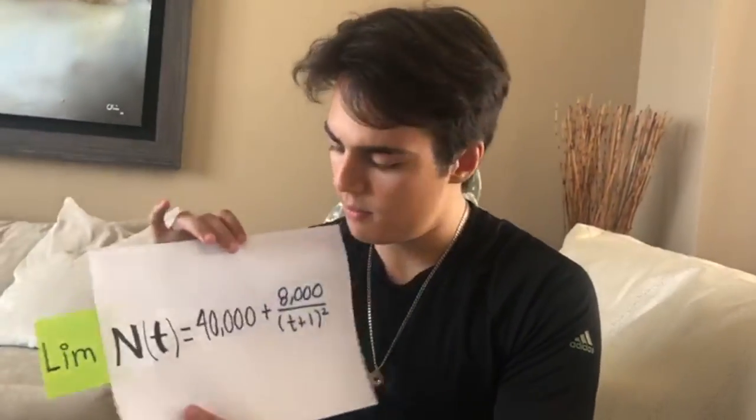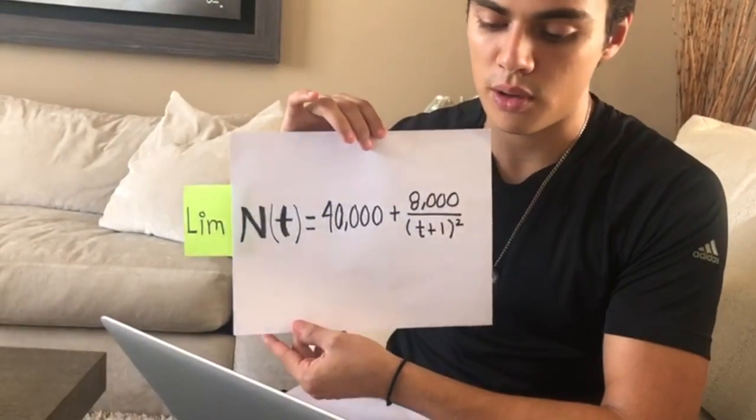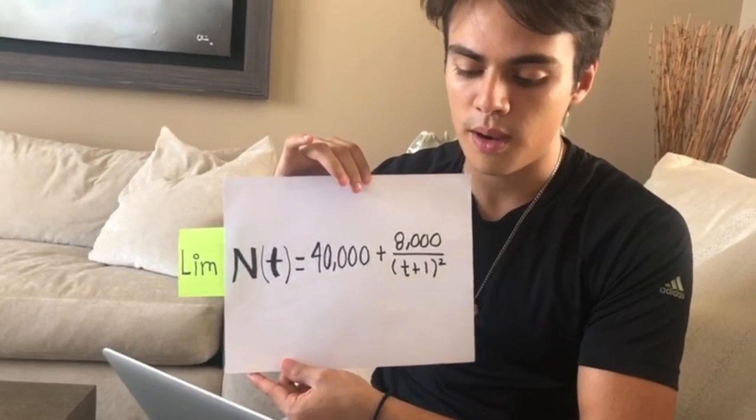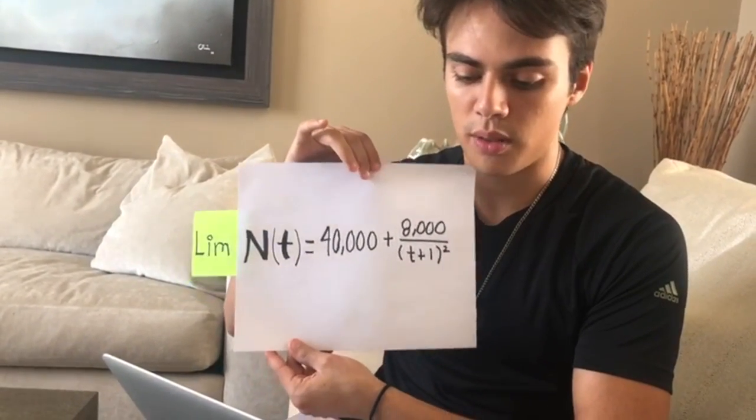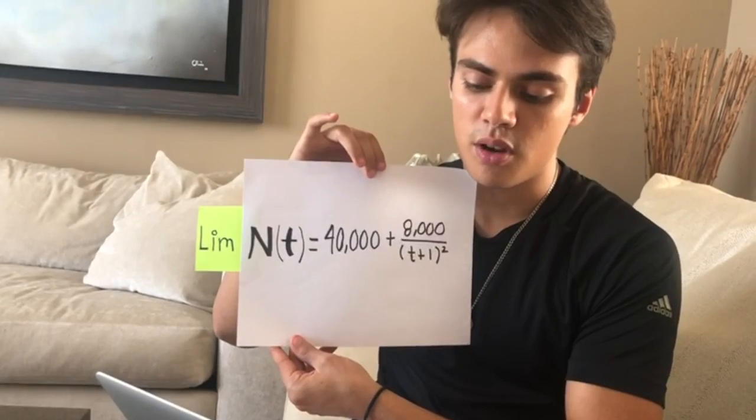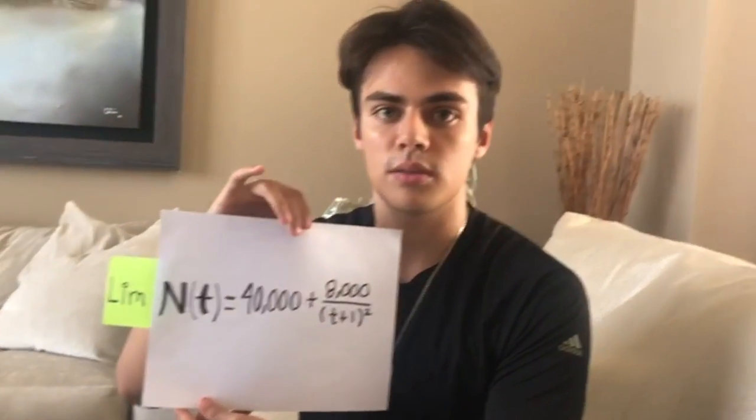A retailer in a small city is trying to decide on future expansion of her store. Sociologists at the local university have predicted that the population of the city 10 years from now will be given by the function n of t equals 40,000 plus 8,000 over (t plus 1) squared. Based on this prediction, what is the lower limit for the population?